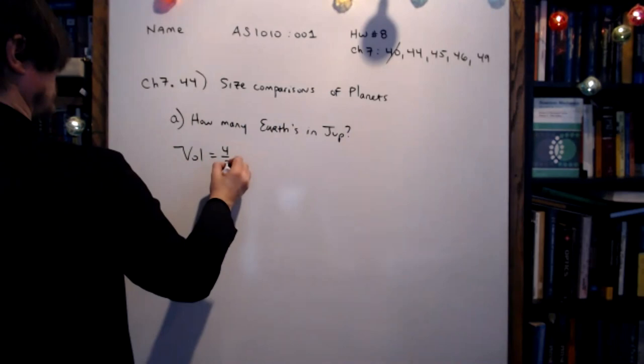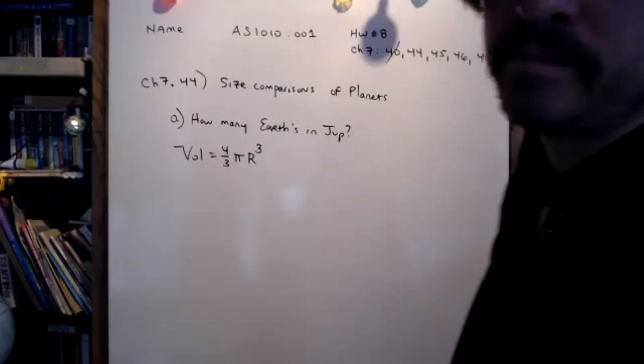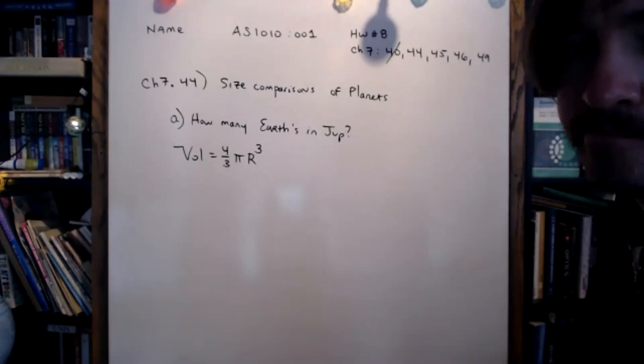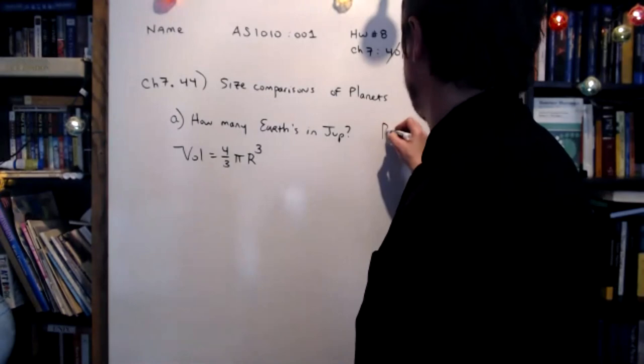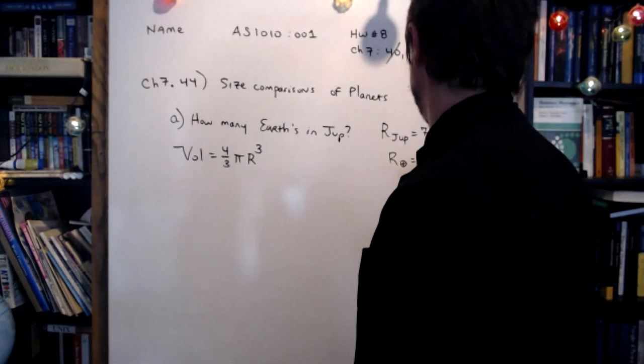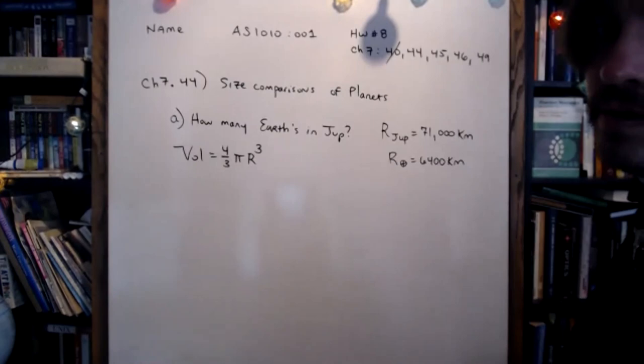How should we do this? What's the best way to do this problem? The radius of Jupiter is 71,000 kilometers. The radius of Earth is 6,400 kilometers. How should I do this problem? This is easy. What do I do?